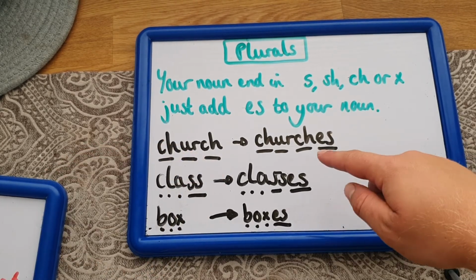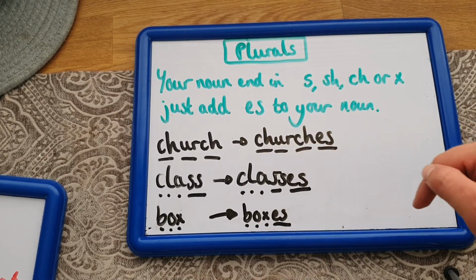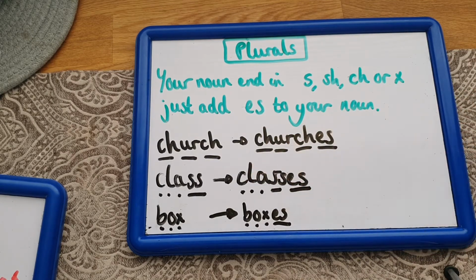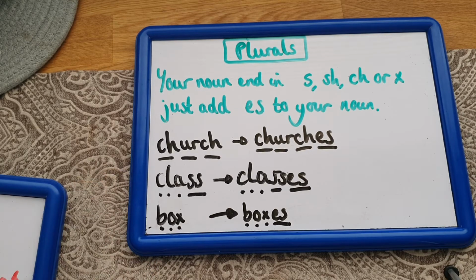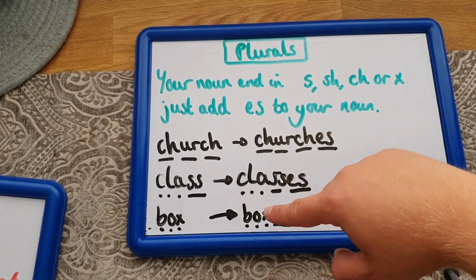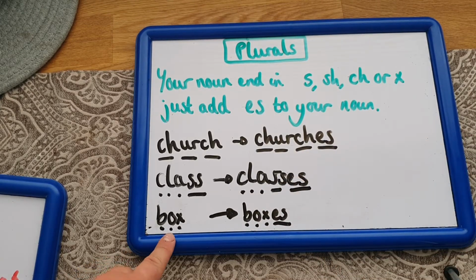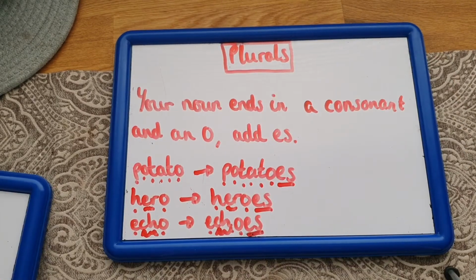So to start with this word, we have church. What I'm going to do is take my church, so ch, and then add an ES to the end, which will make an s sound. So it's going to be churches. And that's the same for class. So class, and all that's going to happen is I'm going to press my buttons, classes. Okay, and the last one, box. And again, because it ends in an X, all I need to do is add an ES to it. And that's going to be the same for other nouns as well.